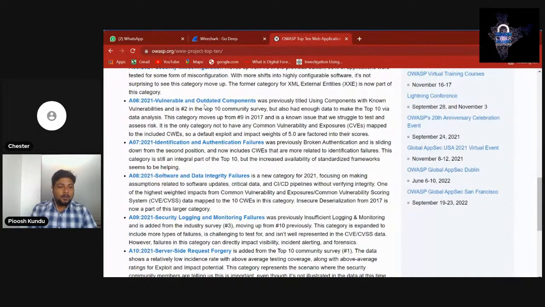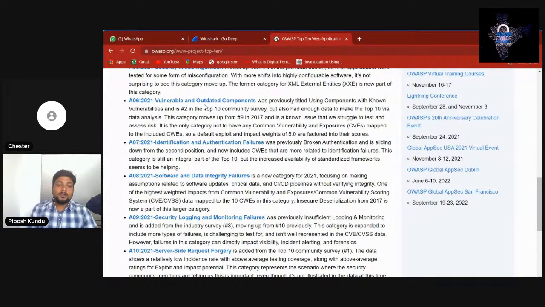In 2021, the eighth vulnerability reported by the OWASP top 10 is software and data integrity failures. It is a new category in 2021, focusing on making assumptions related to software updates, critical data, and CI/CD pipelines without verifying the integrity.